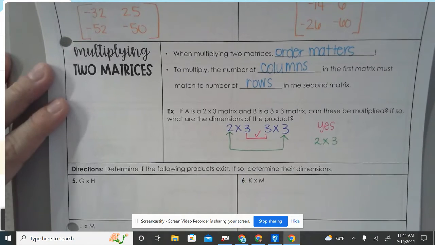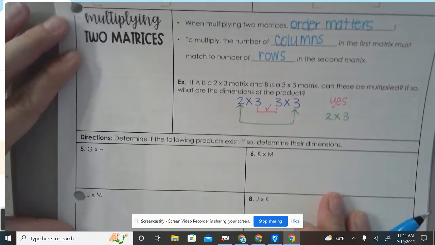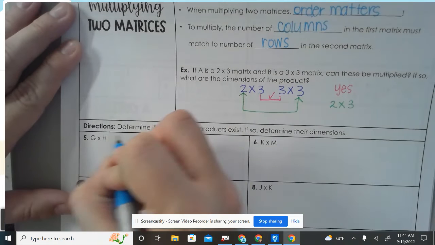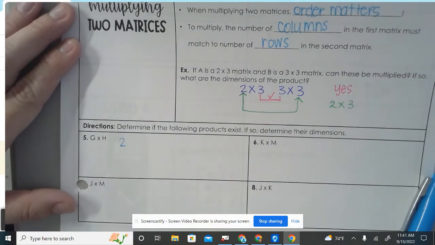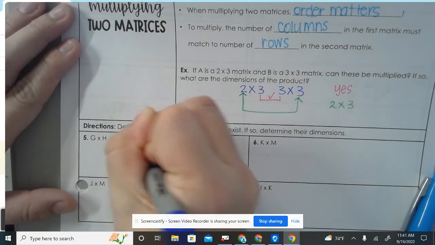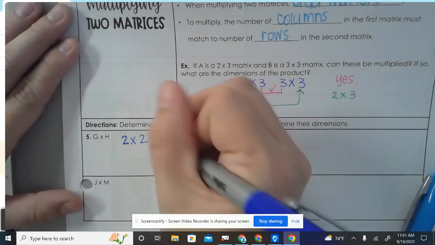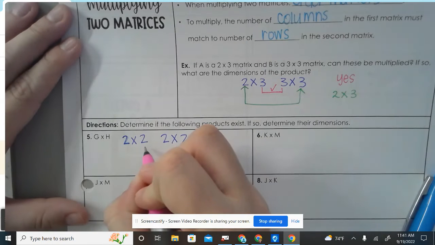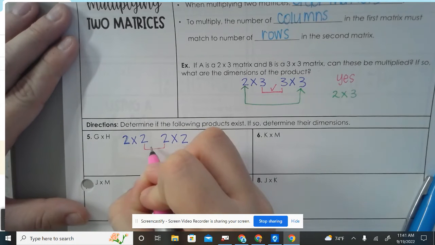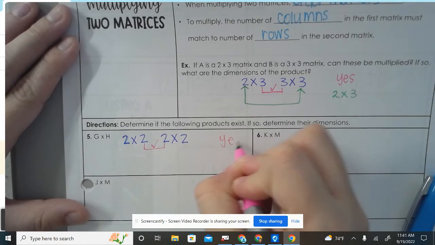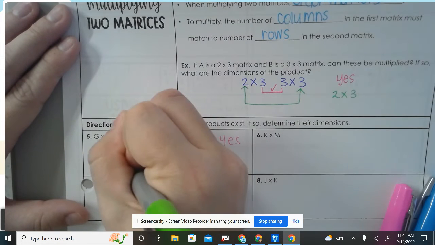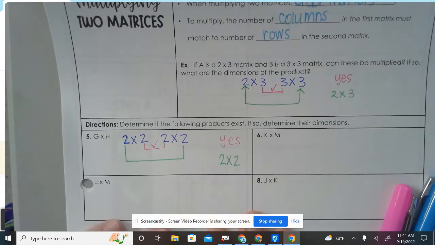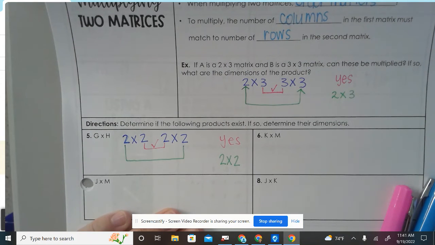Number 5, we want to see if we can multiply G times H. What are the dimensions of G? 2 by 2. What are the dimensions of H? Also a 2 by 2. Do these middle numbers match? Yes, so they can be multiplied. And what are the dimensions of the answer? Also a 2 by 2. Good.